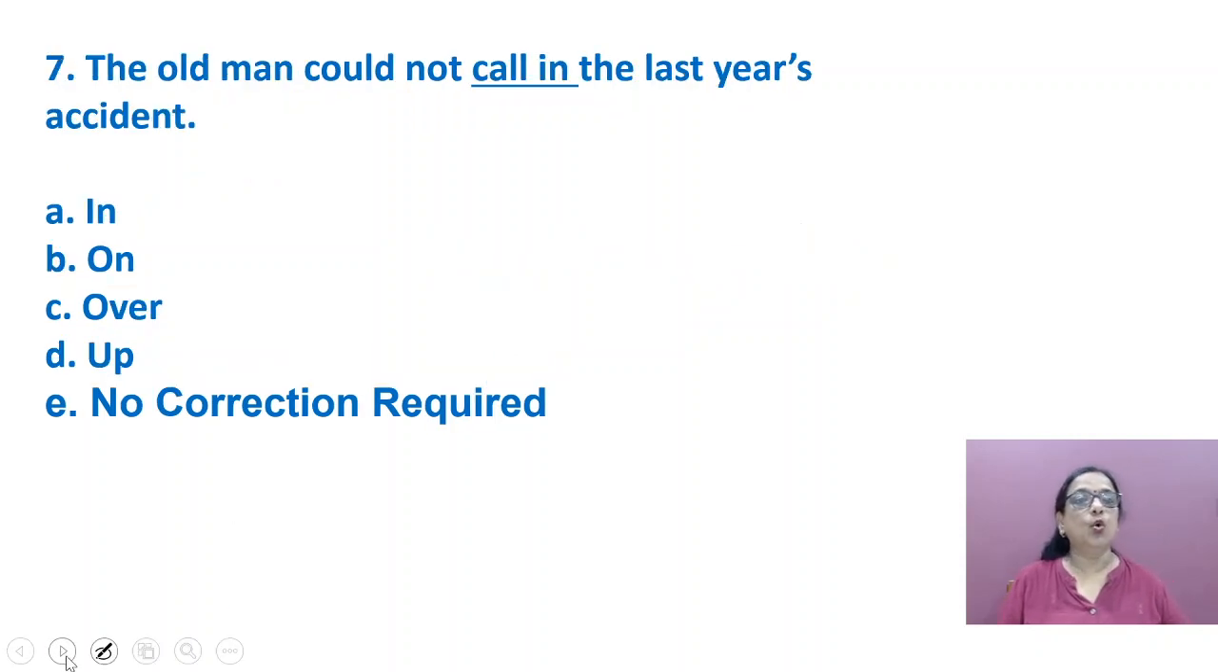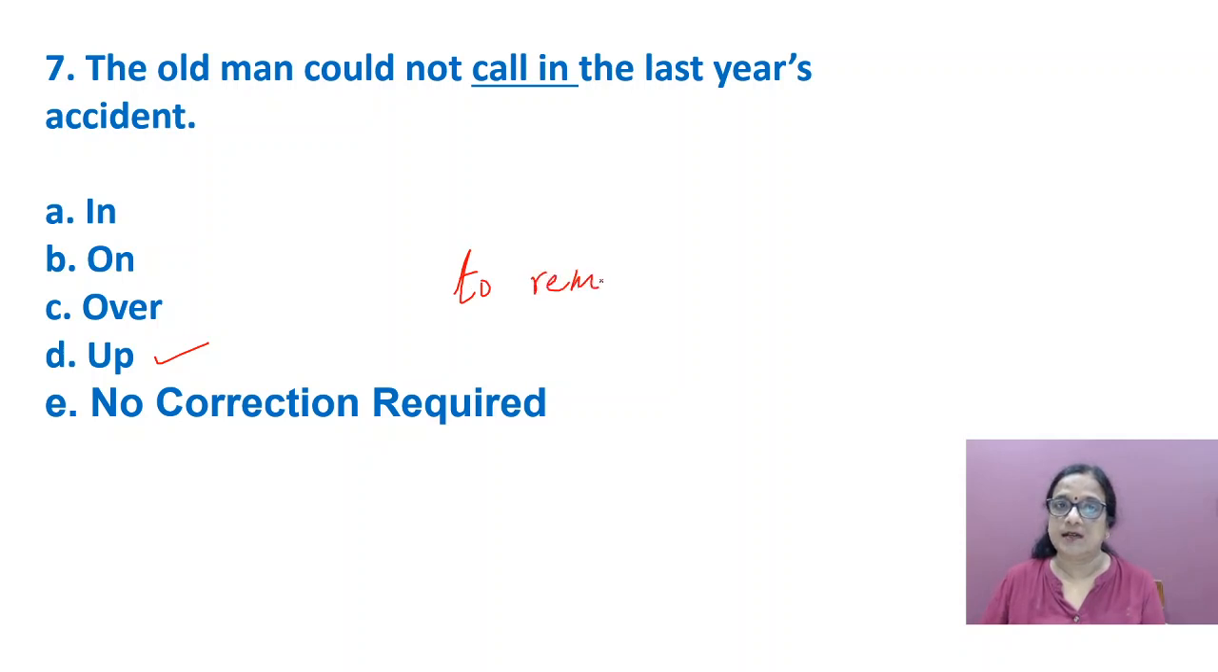Next, the old man could not call in the last year's accident. In, on, over, up, no correction required. So it will be call up. The old man could not call up the last year's accident means to remember. He could not remember.